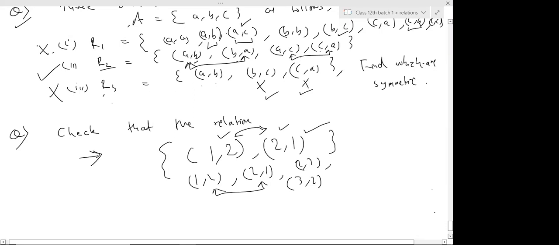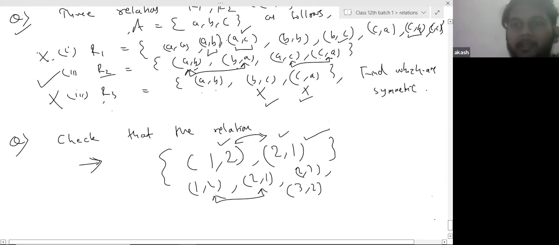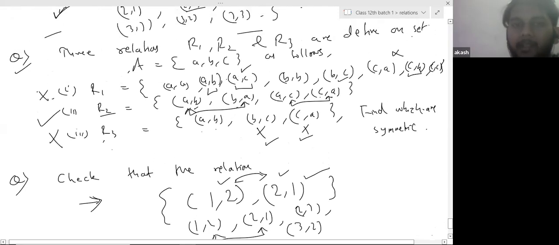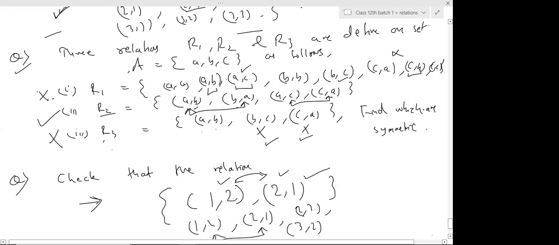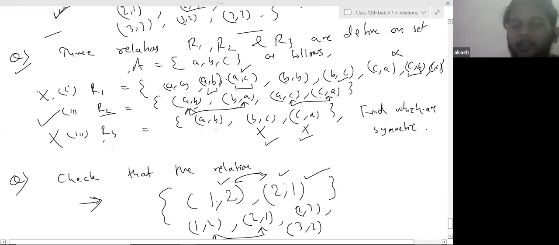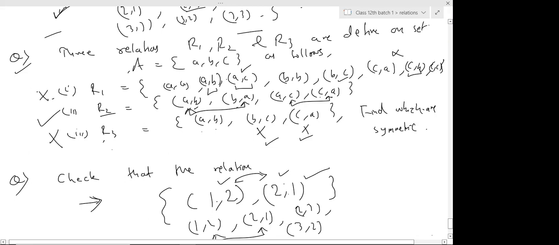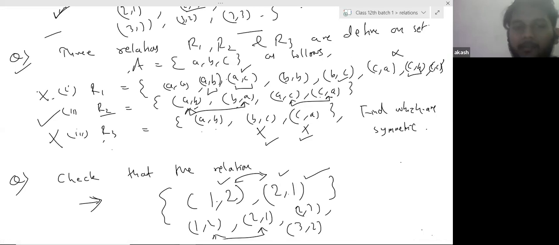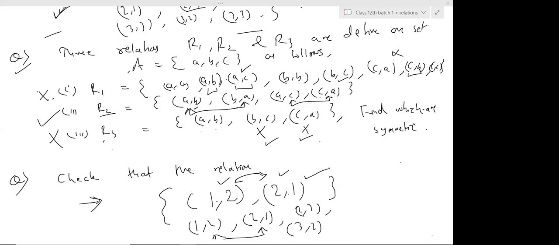All right. But that B comma C and C comma B also missing, right? No, but that doesn't matter, right? I told you, you don't have to look at anything else. Just look at the pairs. If 1 comma 2 is there, then 2 comma 1 must be there. All right. Everyone is clear about this? Yes, sir.